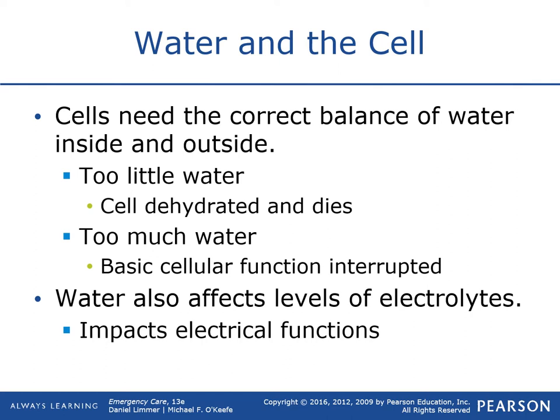So as I mentioned a little bit before, cells need to have a correct balance of water, both inside and outside. If we don't have enough water on the inside of a cell, it is going to dehydrate and die relatively quickly. And then if you put too much water in it, it starts drowning itself, so you can't have your basic functions happen within the cell. So the cellular membrane really needs to be quite keen to getting that water in and out based off of the needs of the cell.